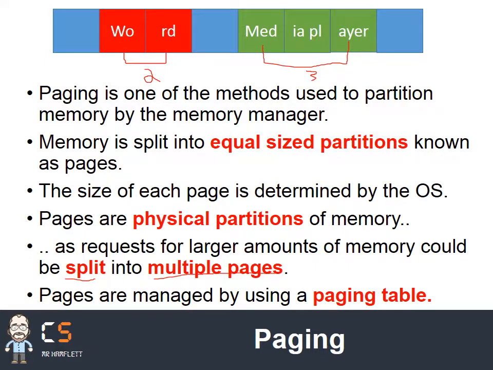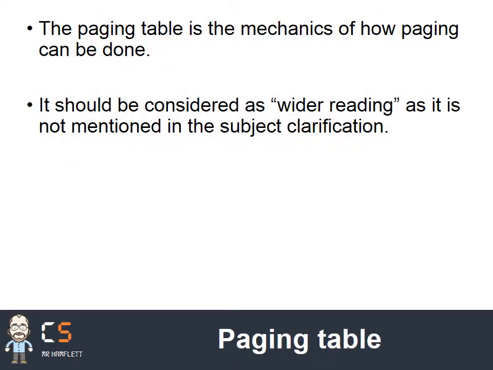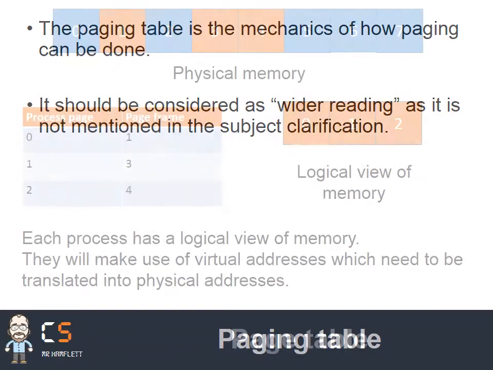Now, in order to manage which page is allocated to which process, we use something called a paging table. I'm going to very briefly say what a paging table is, which is the mechanics of how the paging is actually done, but I would consider this wider reading. It's not part of the subject clarification that came through, but it's an interesting way just to see how it's actually done.